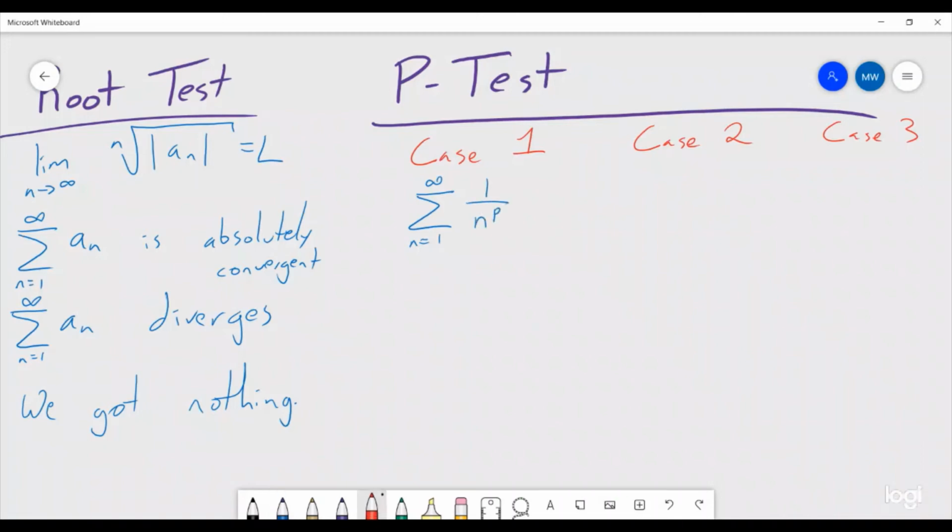So here we are dealing with the situation: if p is greater than 1, it'll converge. If p is less than or equal to 1, it diverges. So that's the p-test for series.